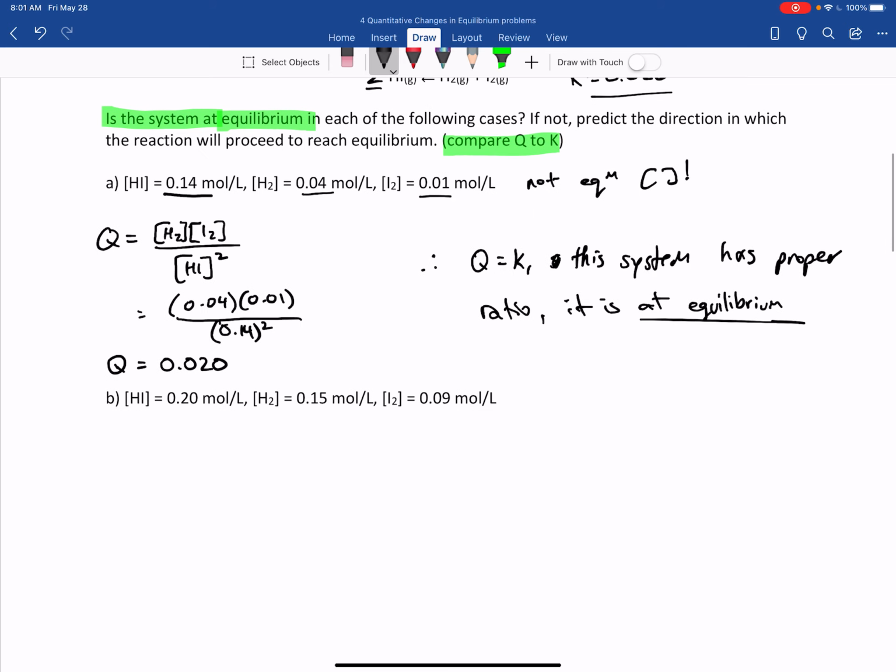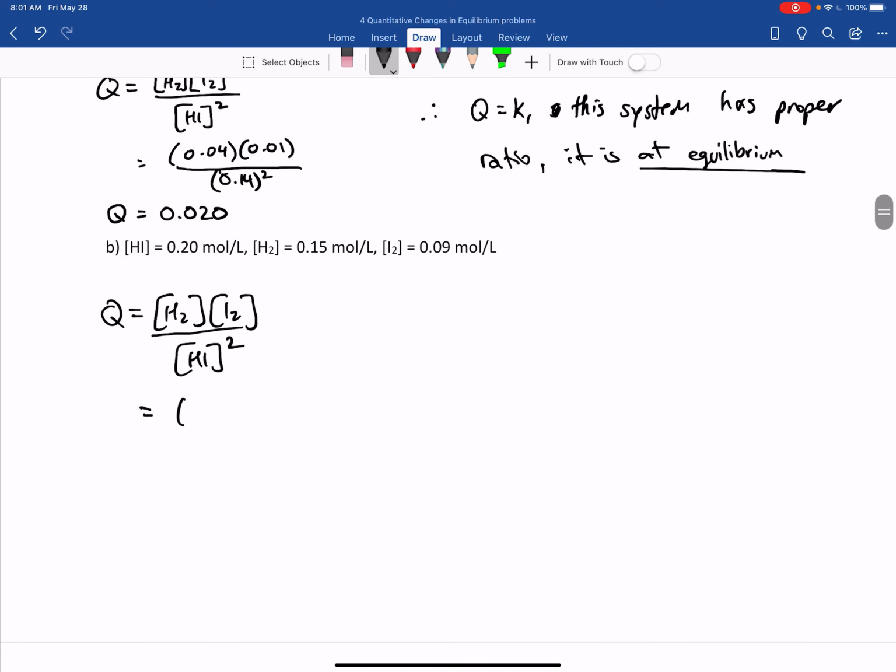So let's do the exact same thing for different concentrations now. So a different point in the reaction, these just represent different times. So we have the same formula as above. I'll rewrite it. Okay, products over reactants. Okay, so in this case, let's just punch our numbers in, 0.15 times 0.09, 0.20 times 2. Okay, and when we calculate that, we'll find that Q is 0.3375.